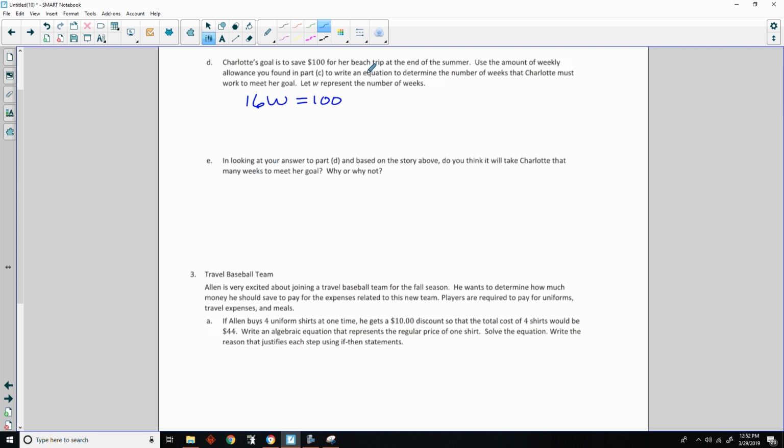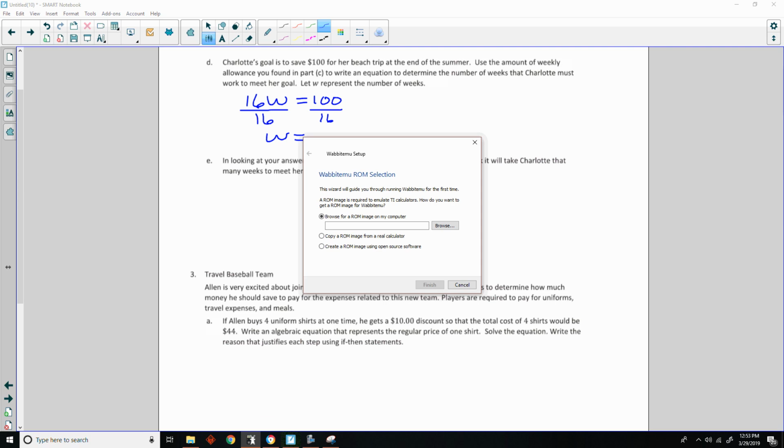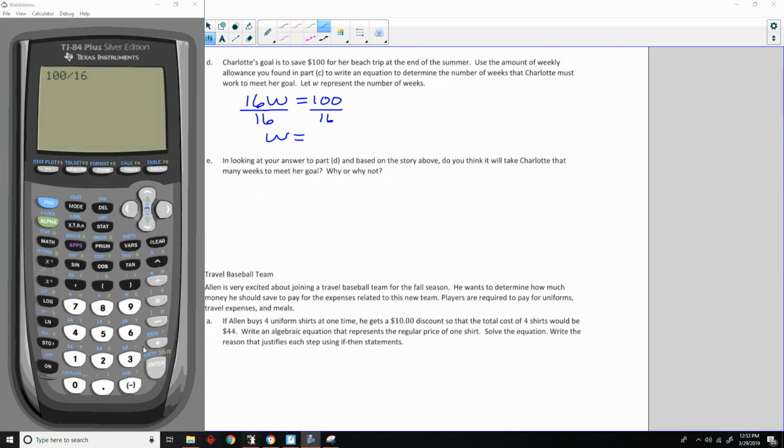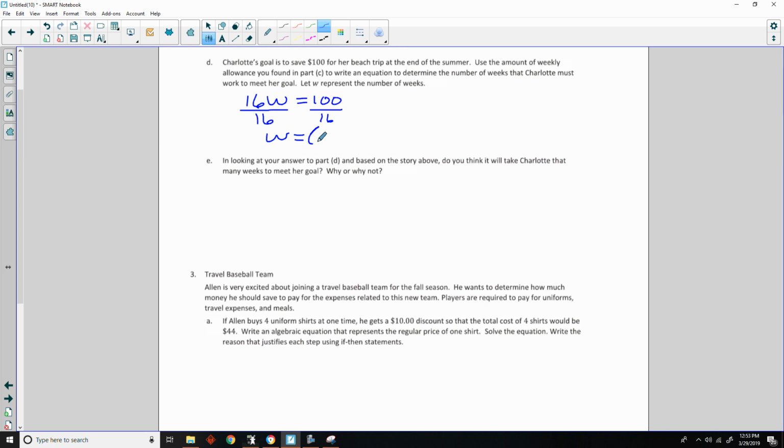And then what does it say? Use the amount of weekly allowance you found in part C to write an equation. Did that. To determine the number of weeks she must work to meet her goal, let W represent the number of weeks. Okay, so the multiplication property of equality would mean multiply both sides by 1 over 16, which is the same as dividing by 16. And that'd give me 1W, which is simply W. And then 100 divided by 16. Okay, so I got my calculator. 100 divided by 16, enter, 6.25 weeks. Okay, a quarter of a week.